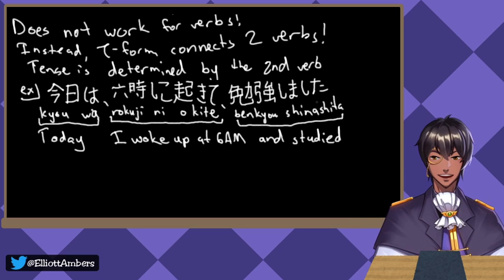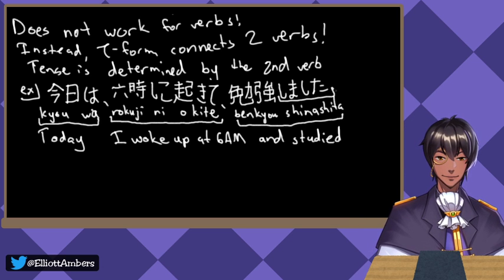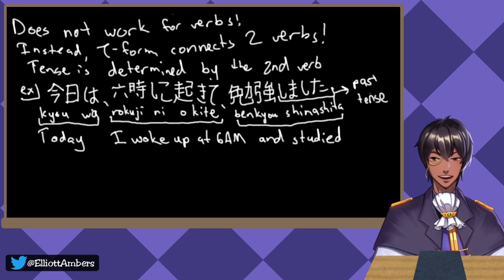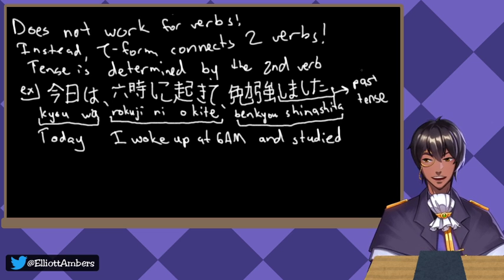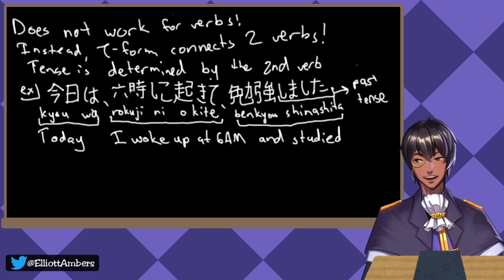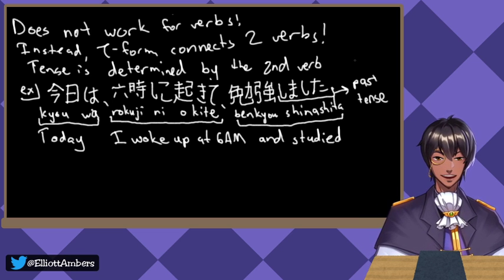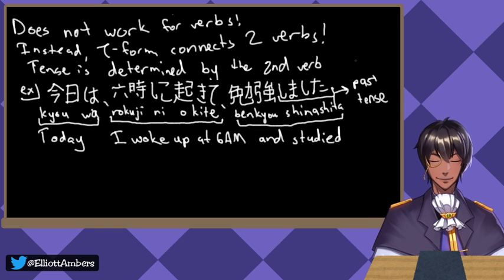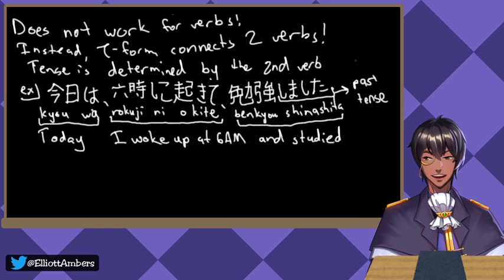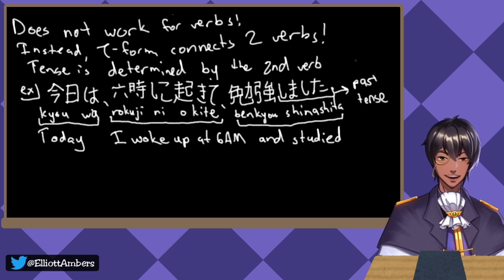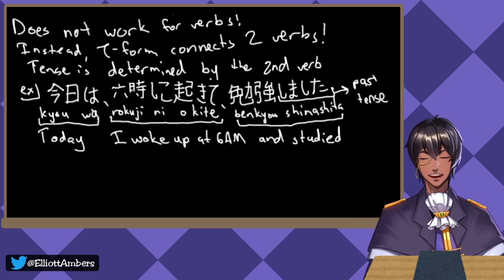And we know that shimashita, this is past tense. If you want to say that I will wake up at 6 and study, you would say 今日は6時に起きて勉強します. Because masu is that present tense. 勉強します. Shimashita is past tense.